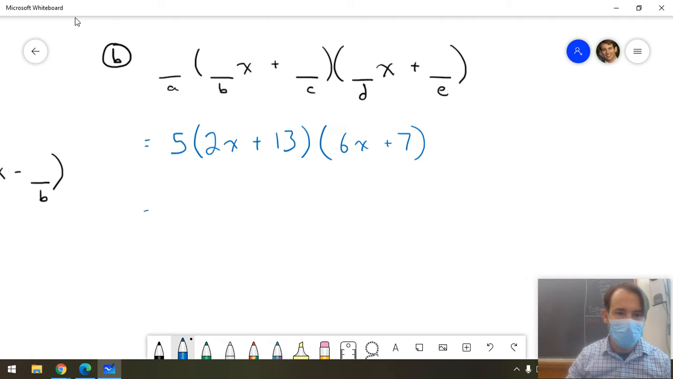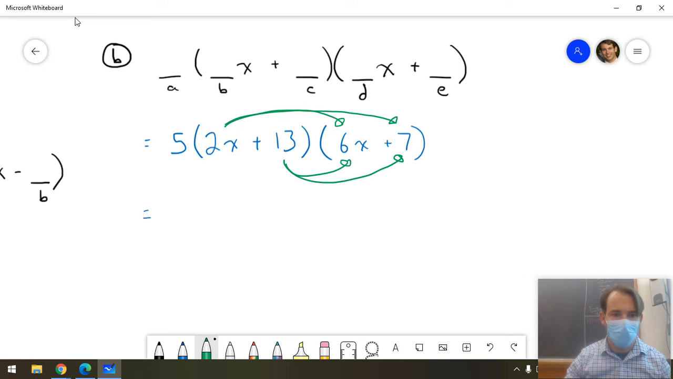All right, so here is how we would expand this. We're going to go ahead and use our FOIL rule first. So we're going to do first times first, outer times outer, inner times inner, and last times last to FOIL this. And that's going to give us 5 multiplied by 2x times 6x is 12x squared. 2x times 7 is 14x. Note, I could have made one of these a negative. This is already a pretty challenging problem.